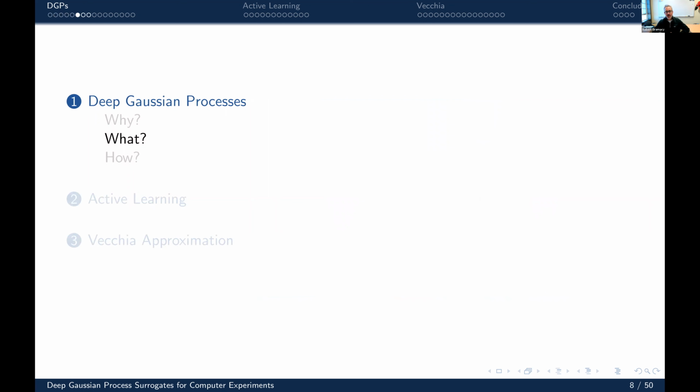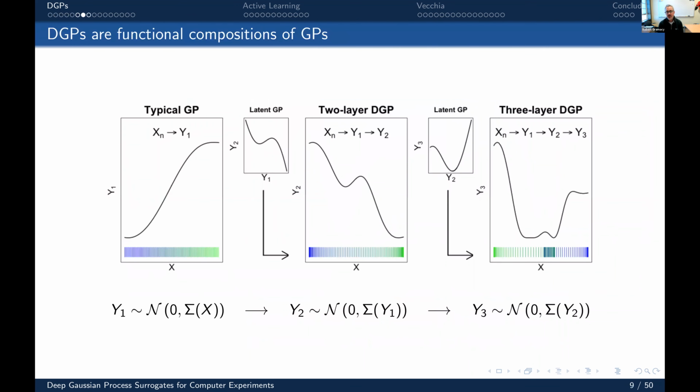So I've motivated why you might want a non-stationary Gaussian process fit. And I've shown you that the deep Gaussian process is a good candidate. And now I'm going to tell you what one is. All right, so a deep Gaussian process is a functional composition of Gaussian processes. And I'm going to take you through this figure because I really like it. Annie came up with this with very little guidance, and I think it really depicts what's going on.